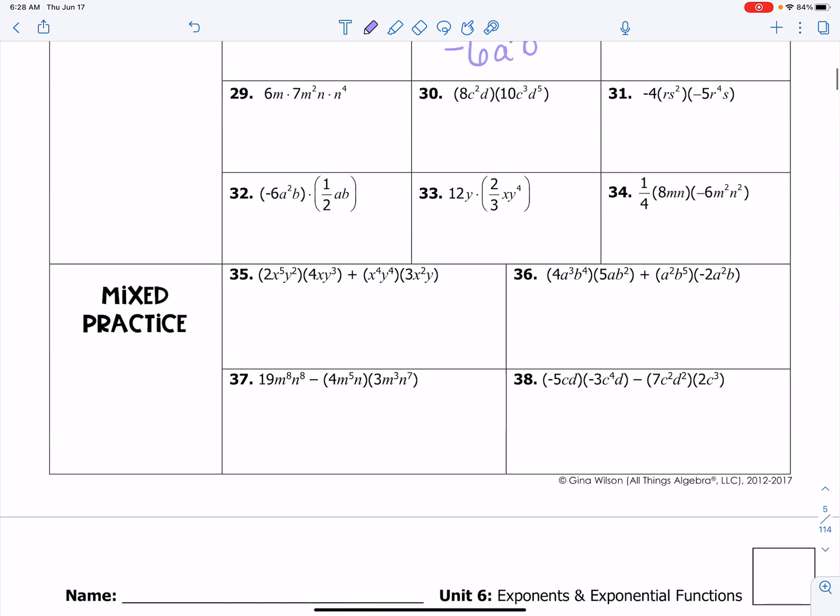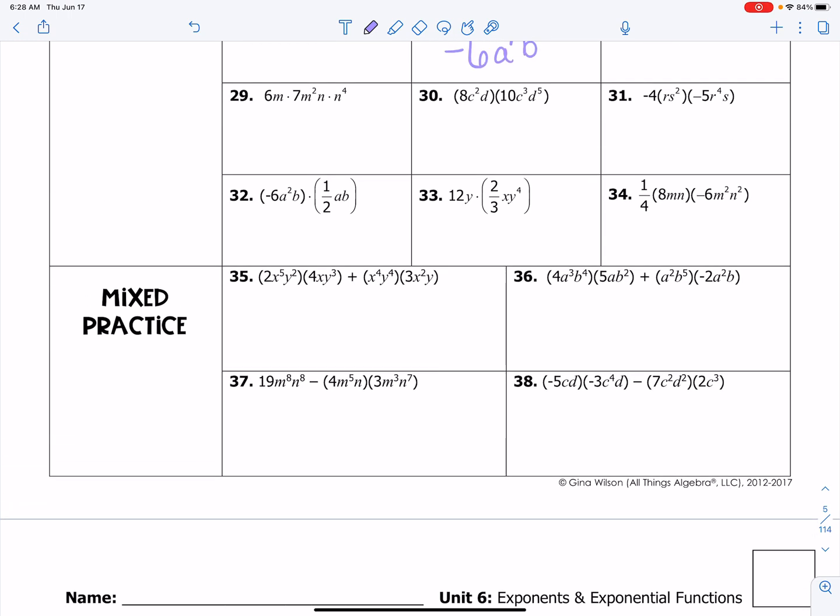Now at the bottom of the page, you are going to have some problems where you do this together. So you multiply first, so this is 8x to the 6th, y to the 5th, plus 3x to the 6th, no, that's a 5th, sorry. No, that is a 6. I thought it was a 3. X to the 6th, y to the 5th.